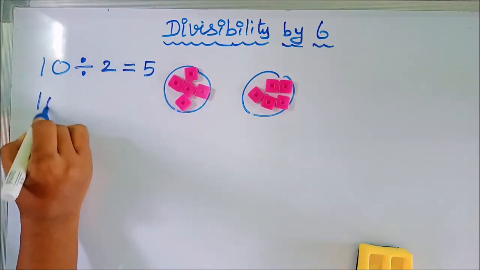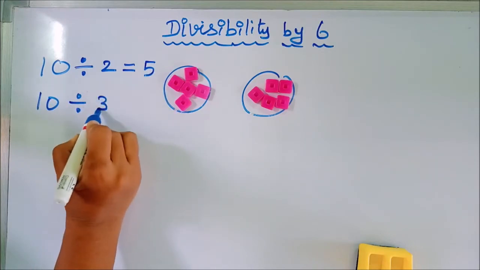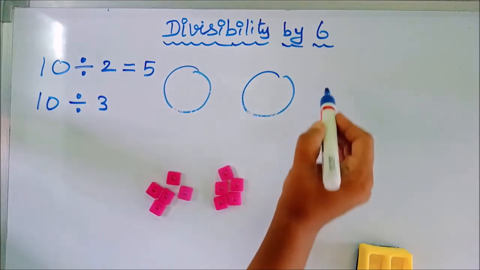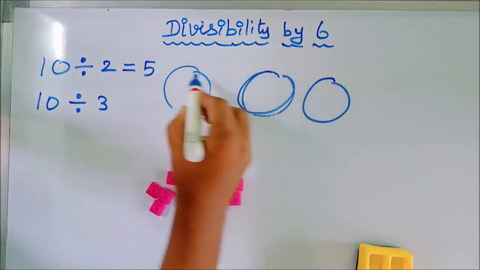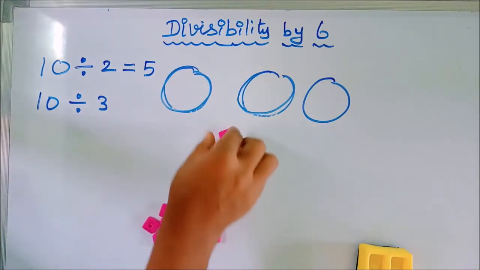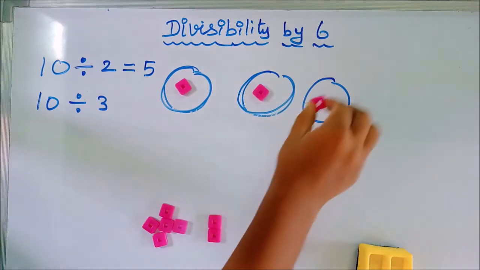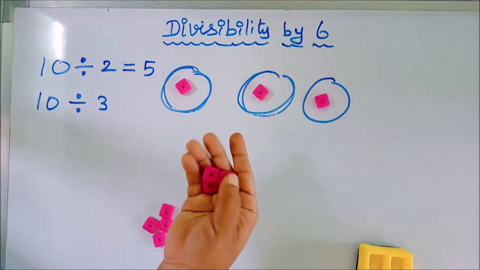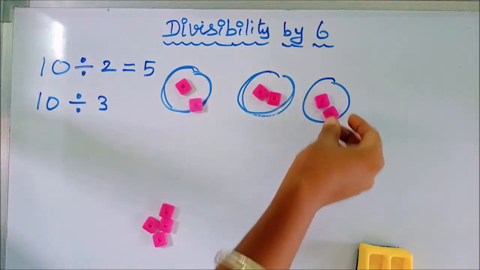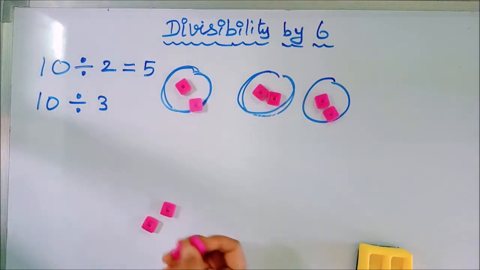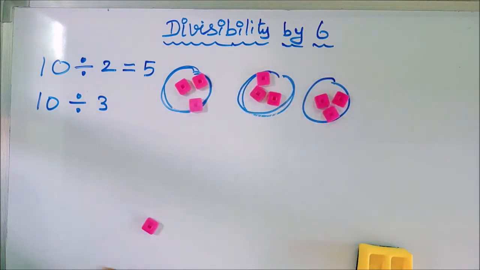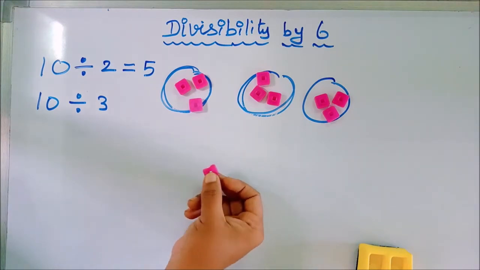Next we are going to check whether 10 is divisible by 3 or not. For that you have to divide these 10 shapes into 3 equal parts. Okay. For that first you have to take 3 shapes and give 1 to each set. 1, 2, 3. Again you have to take 3 shapes and give 1 to each set. 1, 2, 3. Again you have to take 3 shapes and give 1 to each set. 1, 2, 3. Okay, next see here children, we have 1 remaining piece.